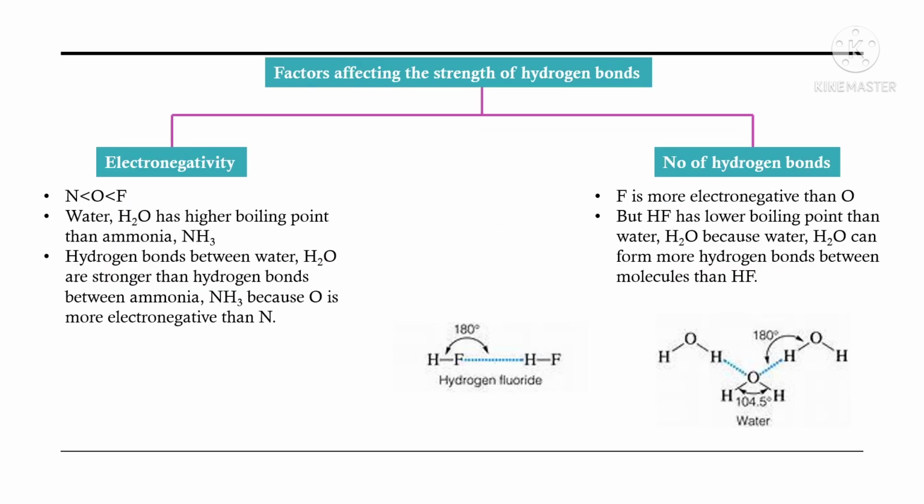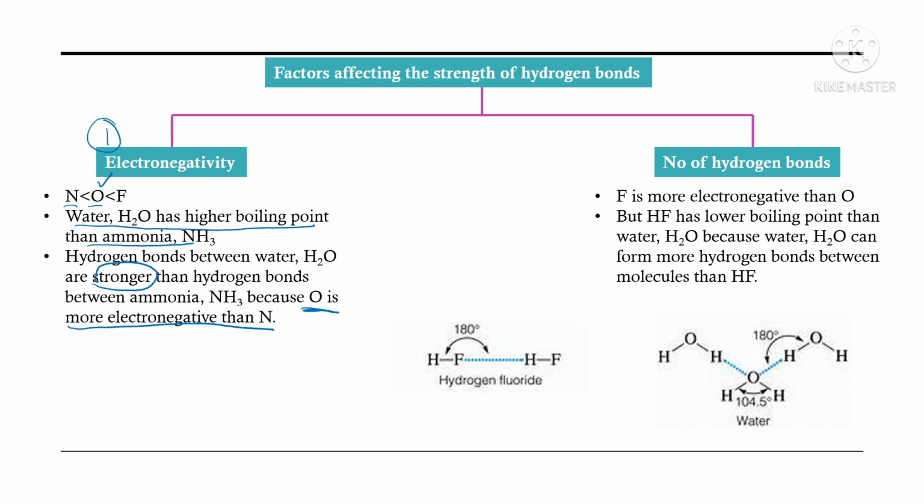There are two factors affecting the strength of hydrogen bonds. The first one is electronegativity. Nitrogen is less electronegative compared to oxygen and fluorine, and oxygen is less electronegative compared to fluorine. By knowing this, we expect water to have a higher boiling point than ammonia, because hydrogen bonds between water molecules are stronger than between ammonia molecules, since oxygen is more electronegative than nitrogen.